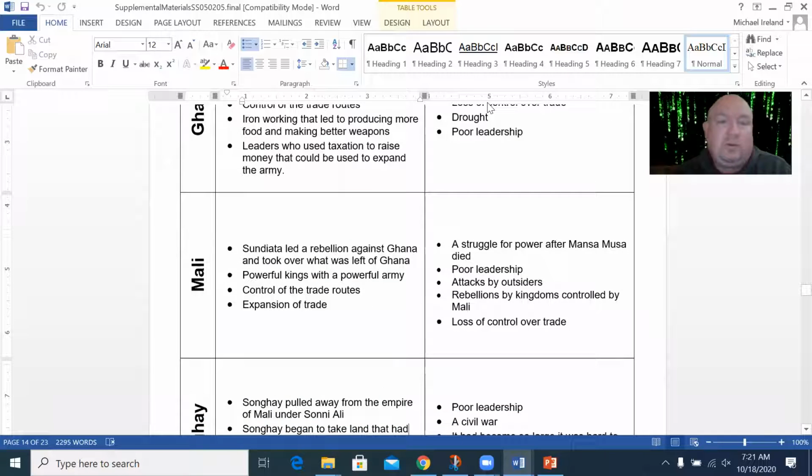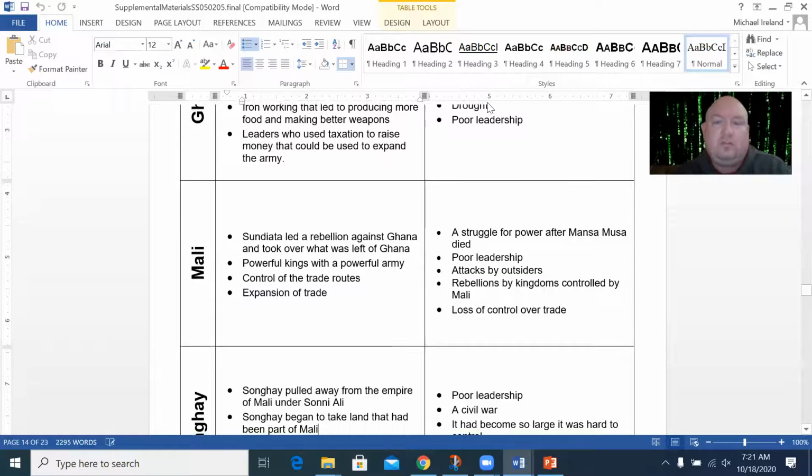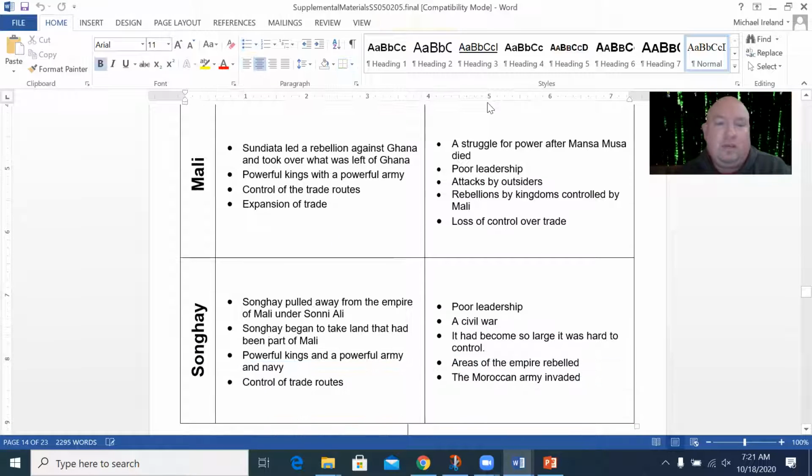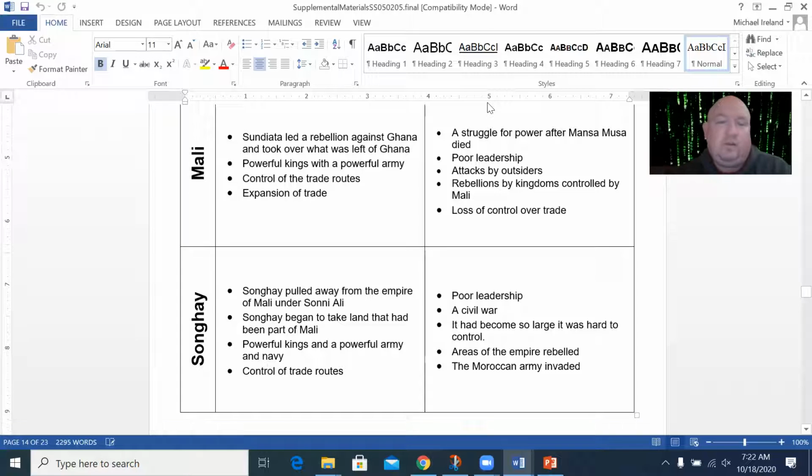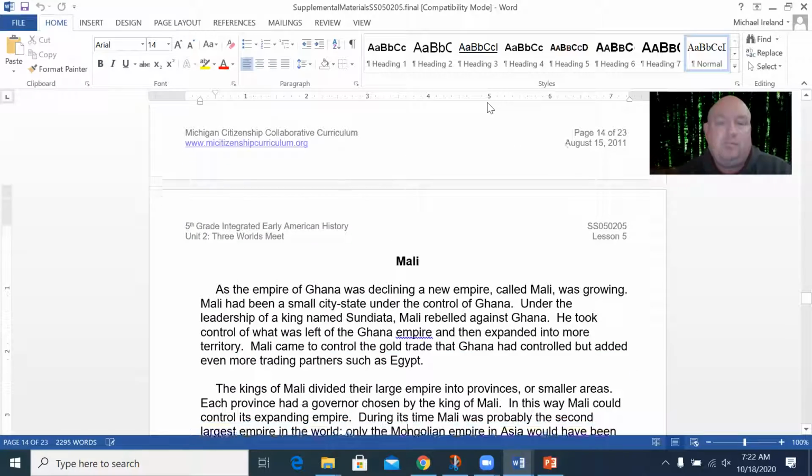Mali, we saw the powerful kings, control of trade routes. Afterwards, attacks by outsiders, rebellions by the kingdoms, loss of control over the trade. And Songhai almost became too large for it to control at that time. And then eventually the Moroccans came and said, bye-bye.